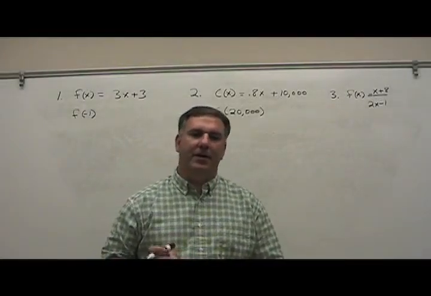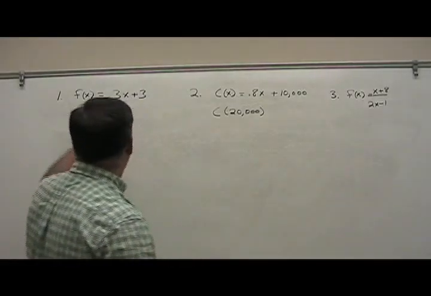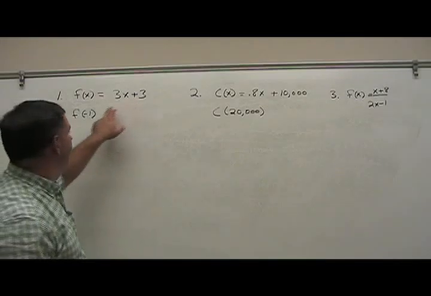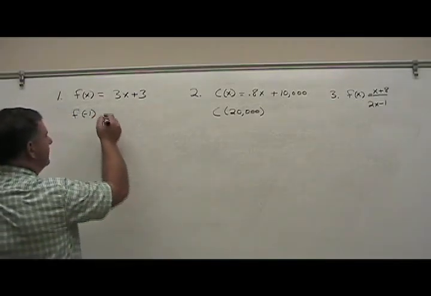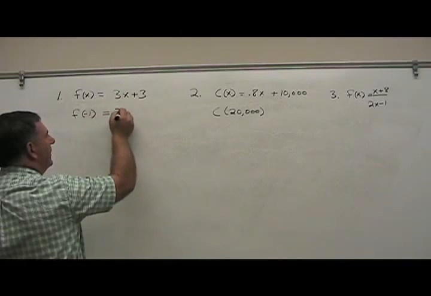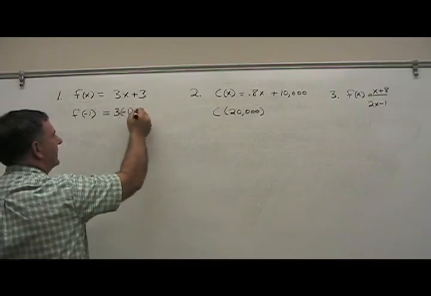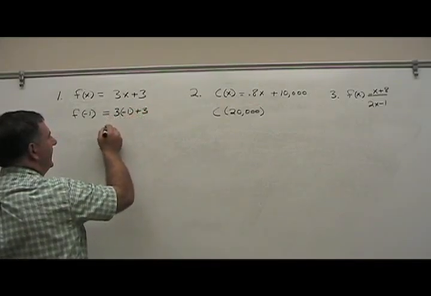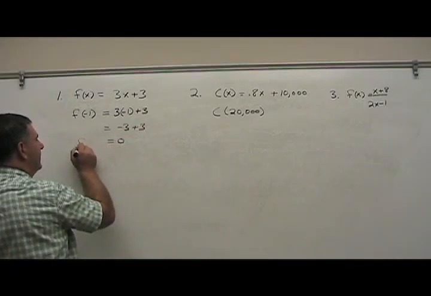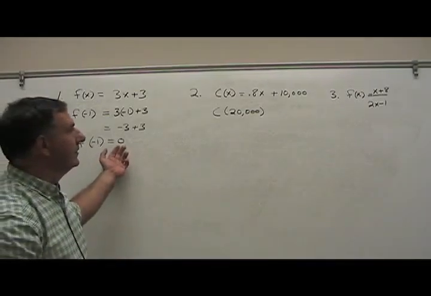These first three problems are all evaluating functional notation. In problem number 1, we're asked to take the function 3x plus 3 and evaluate that at -1. To do that, we just take and replace the x value with what we are saying it is down here. And so we plug in -1 for x, and we end up with -3 plus 3 equaling 0. So that means that f of -1, when evaluated at this, is equal to 0.